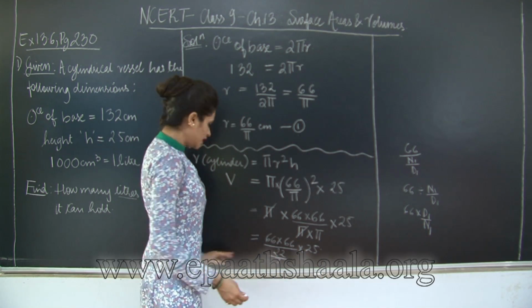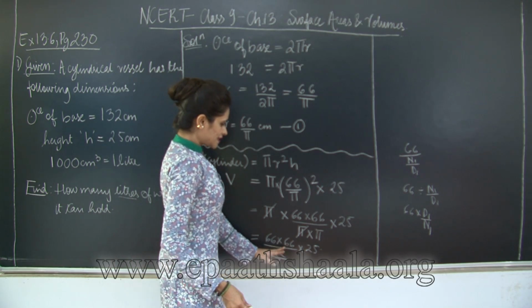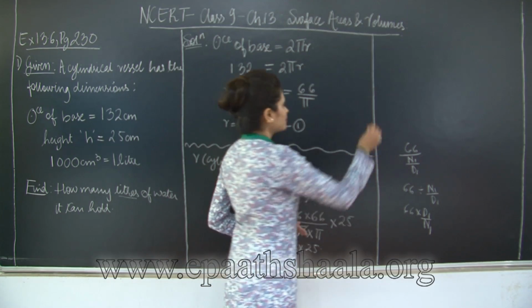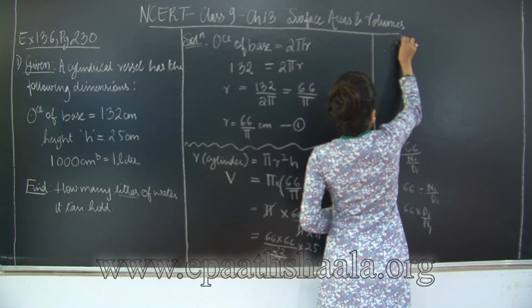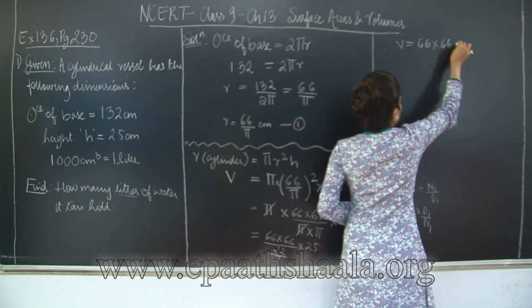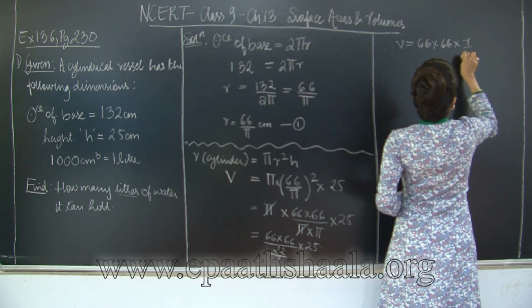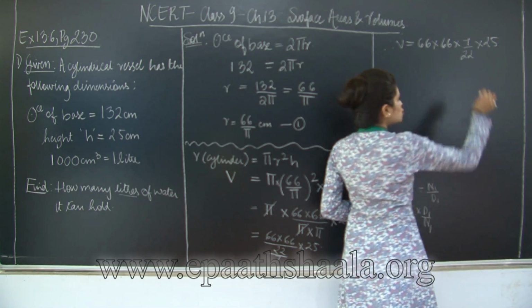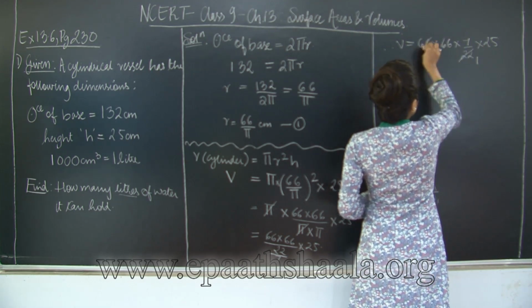So what will our equation be? V is equal to 66 into 66 into 7 upon 22 into 25. So therefore, volume is equal to 66 into 66 into 7 upon 22 into 25, right? So 22 ones are, 22 threes are.